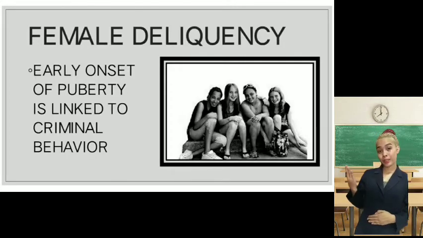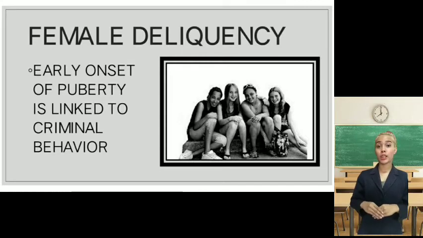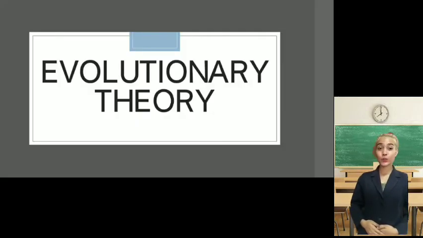Lastly is female delinquency. The early onset of puberty is linked to criminal behavior. This is also true for girls in co-ed schools but not for girls in all-girls schools. In conclusion, girls who start puberty early attract the attention of older, crime-prone males, which may lead to delinquency. A good example of biology-by-environment interactions. The next theory is the evolutionary theory.